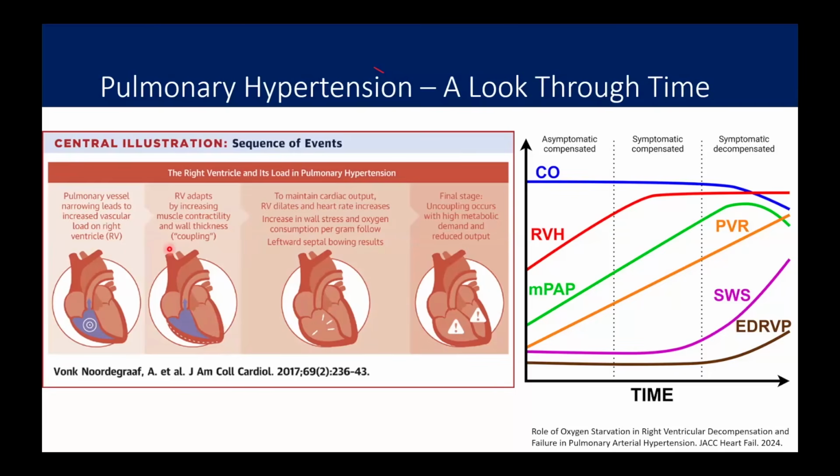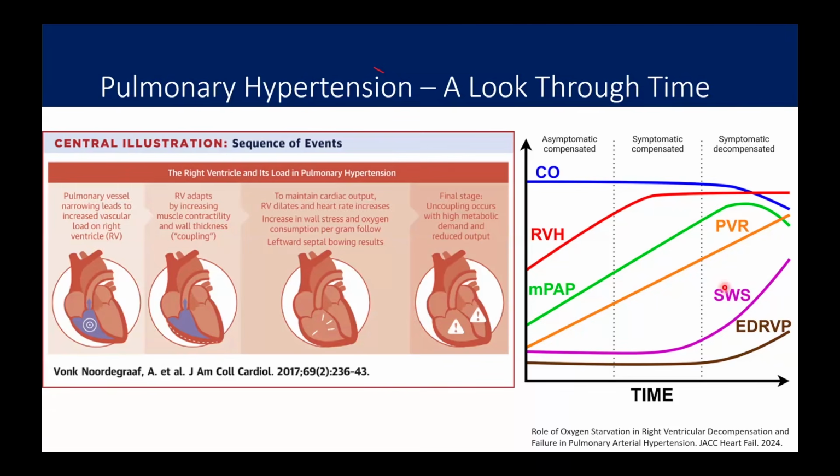That concept of RV-PA coupling basically means that the longitudinal strain of the RV is matching the afterload that is required to maintain that cardiac output. But as time progresses, the RV starts to fail. And by doing so, you have progression in RV dilatation, worsening tricuspid regurgitation, rise in your right atrial pressure, and you ultimately get into points towards end-stage pulmonary hypertension where you have uncoupling of your RV and your PA. The RV is no longer able to overcome that afterload.